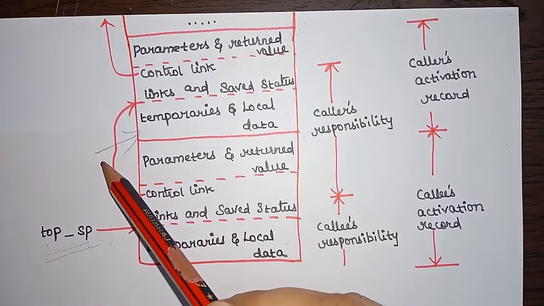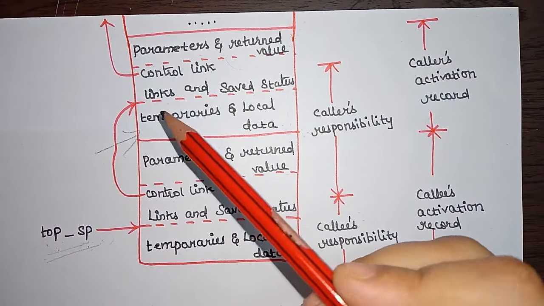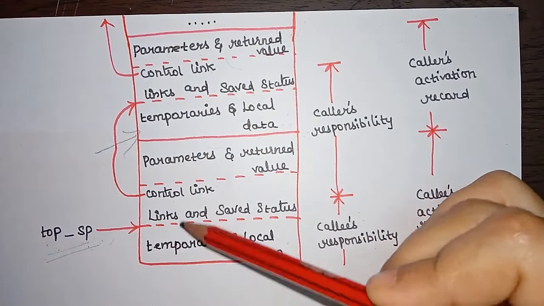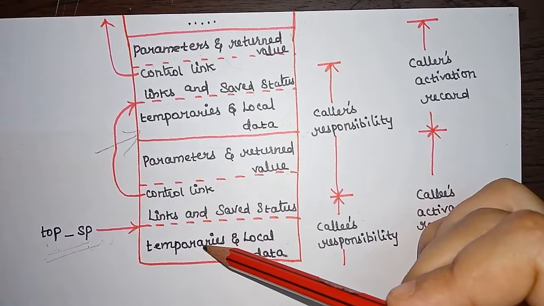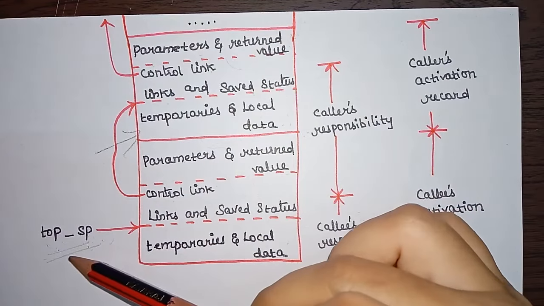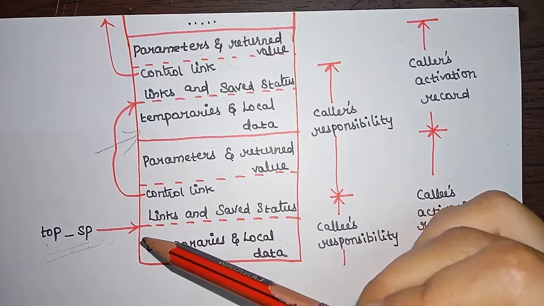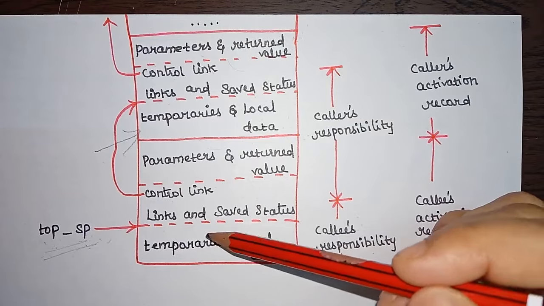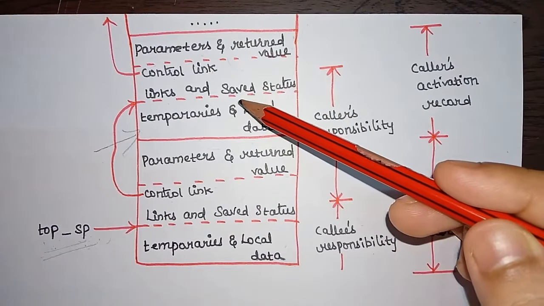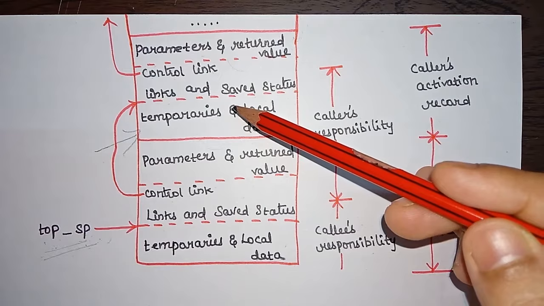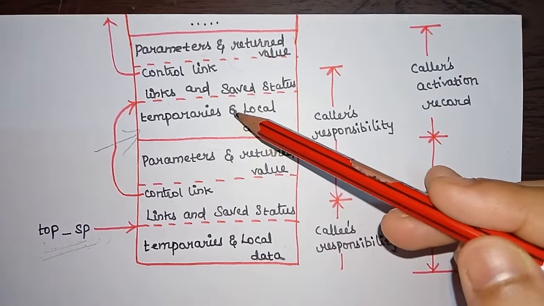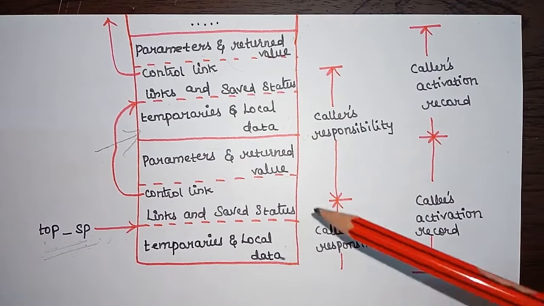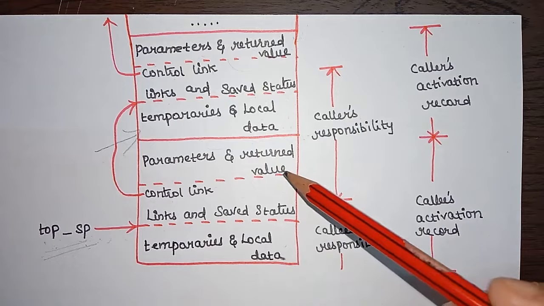So here the top will be pointing at this position, and after the call only, the stack will get incremented and the new activation record will be stored into the stack, and the top will get incremented here. Once this activation record is in, the control should go back to the caller, right? So for that purpose, the caller stores the return address as well as the old value of top SP into the callee's activation record. So that will be stored inside the callee's activation record.